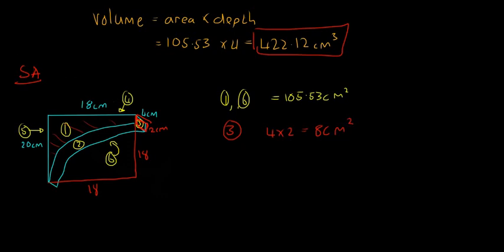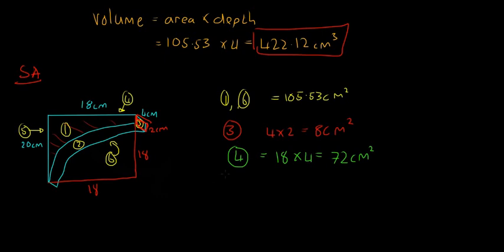Now we're going to look at part 4. We'll go green. That's going to be 18 by 4, so it's 18 multiplied by 4, and that will give us 72 centimeters squared.